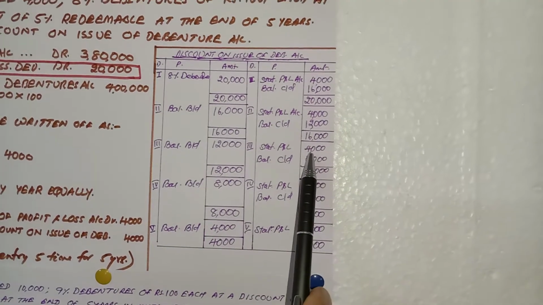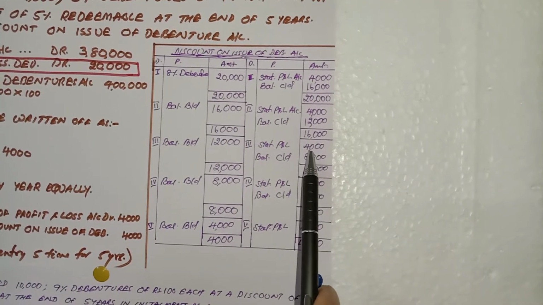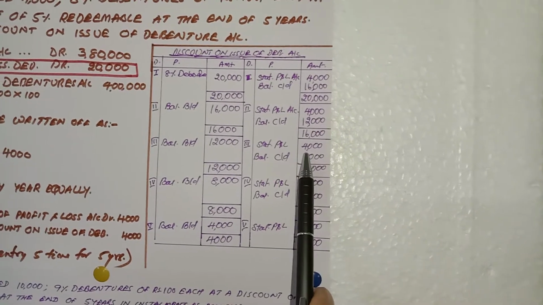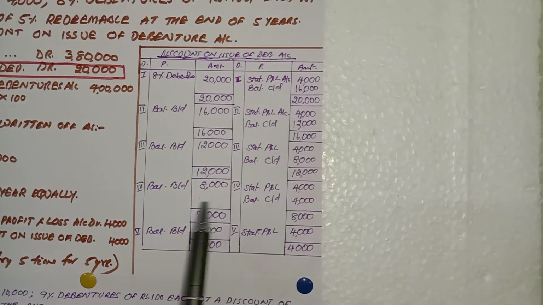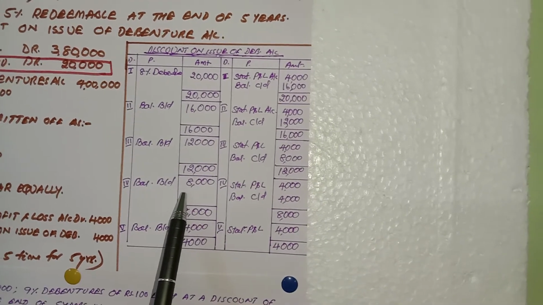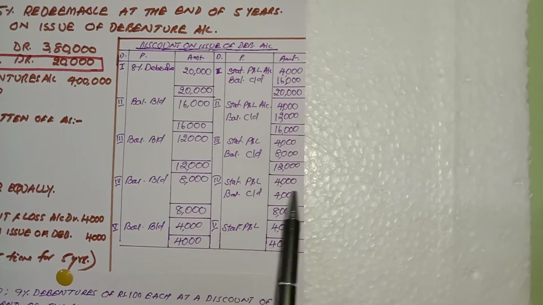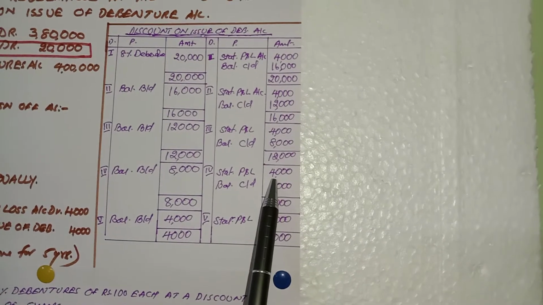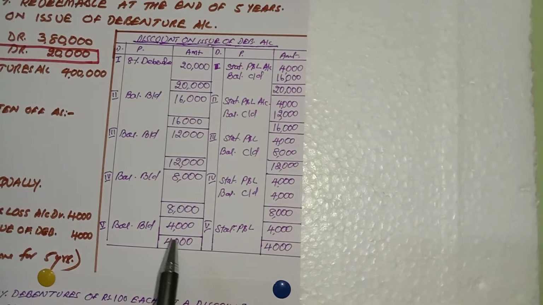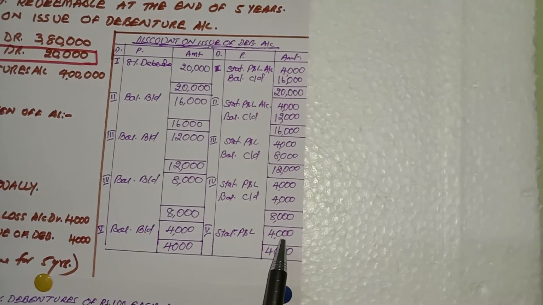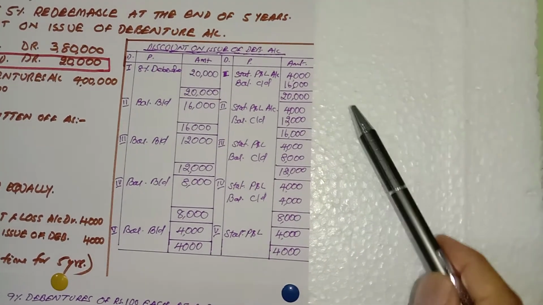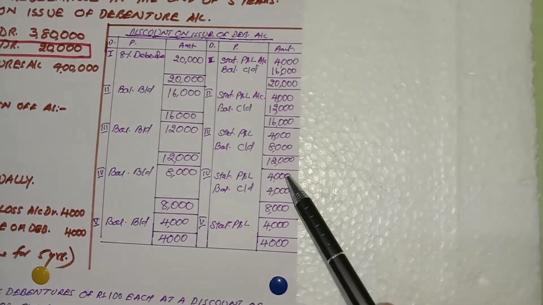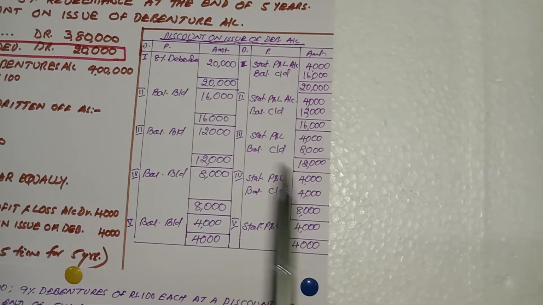Then again for the third year, first year, second year, and this is the third year, profit and loss 4,000, you get 8,000 rupees. So 8,000 is the opening balance. In the fourth year again 4,000, and in the fifth year 4,000. So 5 times we have written off: 1, 2, 3, 4, 5.